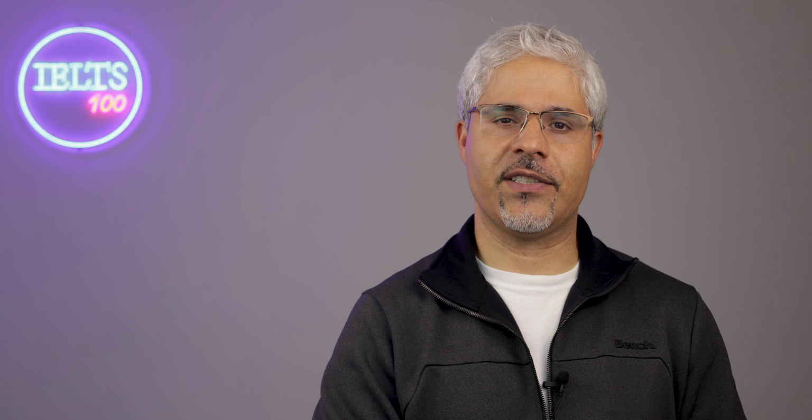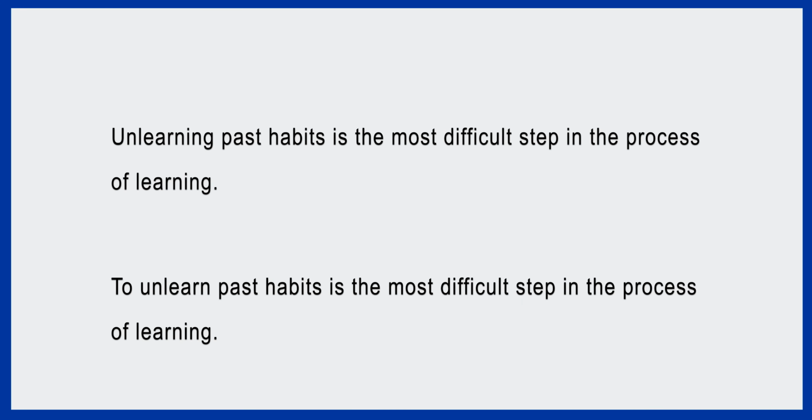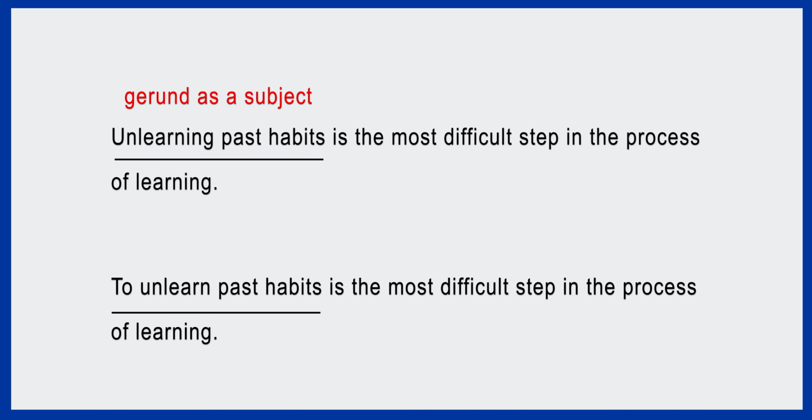Take a look at these sentences. Unlearning past habits is the most difficult step in the process of learning. To unlearn past habits is the most difficult step in the process of learning. Please note that the verb following a gerund is always singular because unlearning past habits is considered as one action.